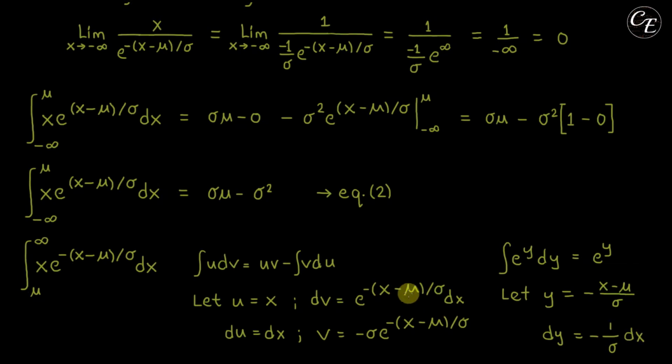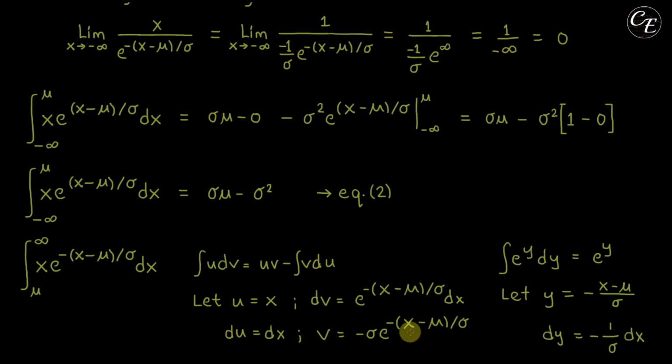Then for this one, we have e raised to y. But for dy, which is this one, we don't have this 1 over sigma. Then what we're gonna do is to multiply this one by negative 1 over sigma, which is just a constant. And also we need to multiply it by the reciprocal of this one, which is negative sigma, in order not to change its value when we multiplied it by negative 1 over sigma. Then we have here the reciprocal of this negative 1 over sigma times e raised to y, which is this one.